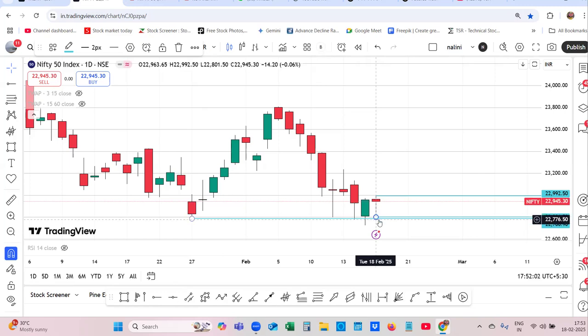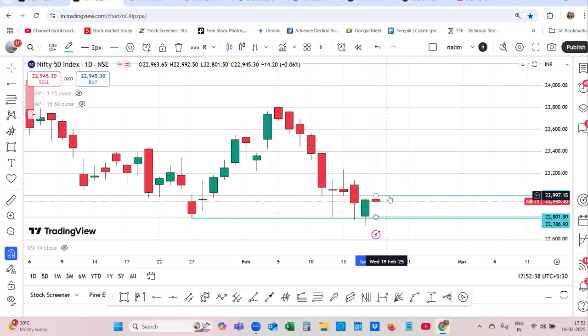Why is this important? These zones will tell you whether you should buy or sell, because these are the zones where institutional traders will place their buy or sell orders. So that's why it is very, very important to mark the high and low of the day. You can backtest it. It will give you very good results.